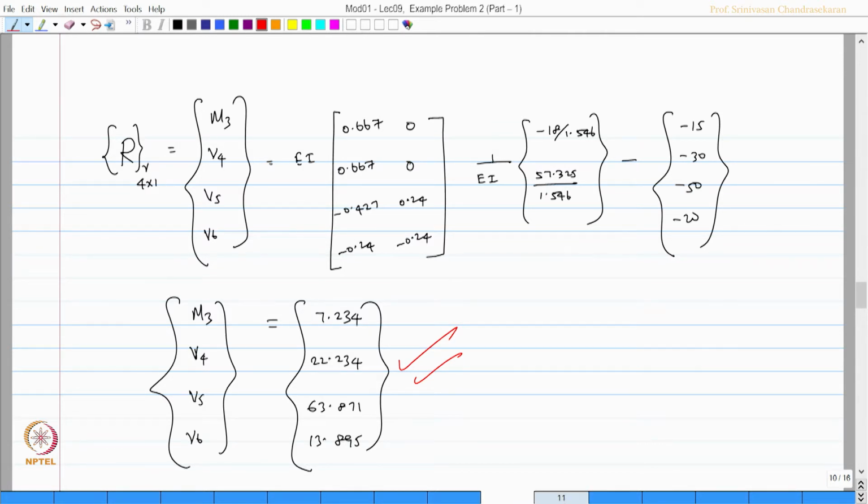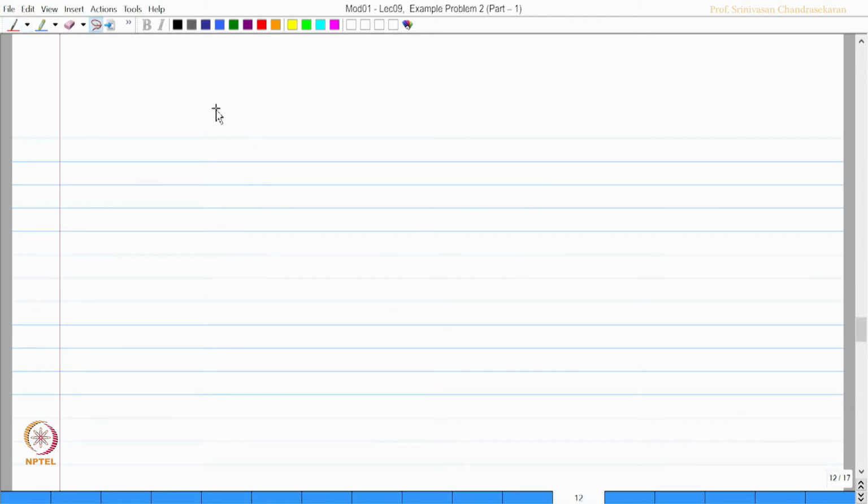Having said this, let us move on to the second example problem to solve a single bay single story frame. So, let us take example 2, a single bay single story frame, and try to solve this problem.